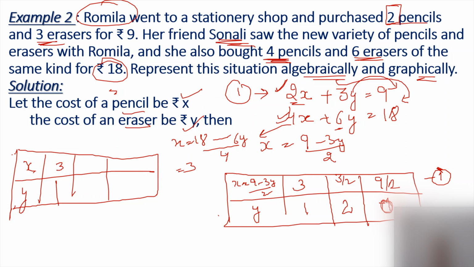Now put any other value. Let us consider y is equal to 2. 18 minus 12 divided by 4 is equal to 6 by 4, that is equal to 3 by 2. Similarly, you can find the third point.